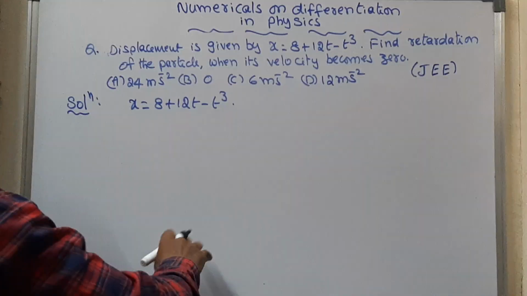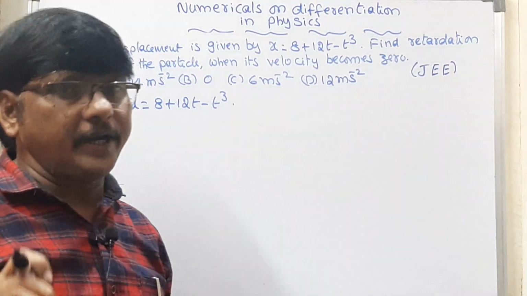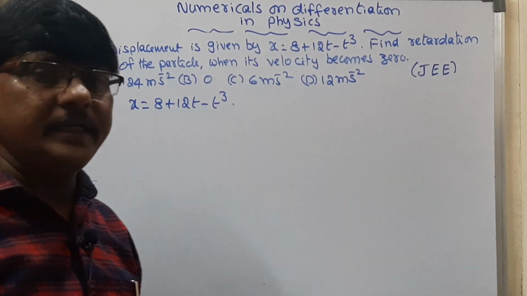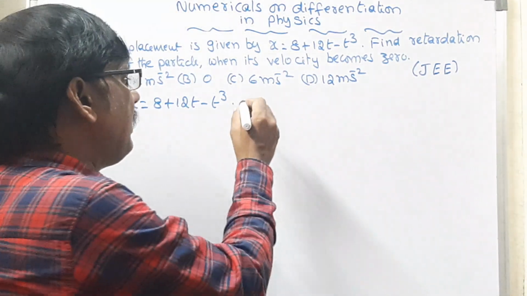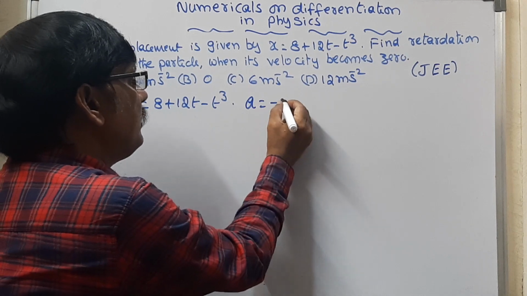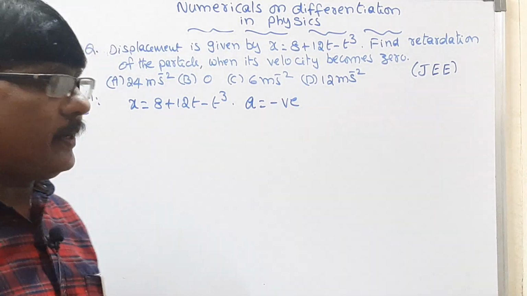And what is asked to find out? You have to find out the retardation. What is meant by retardation? Negative acceleration you have to find out. Means we have to find the acceleration, and that acceleration value has to come out negative. So we have to find acceleration, and we should get it as negative, so minus we have to get.